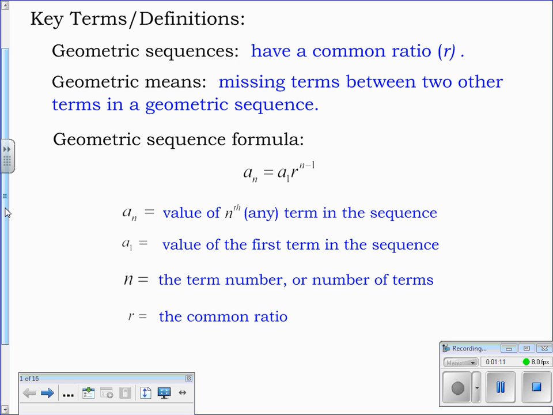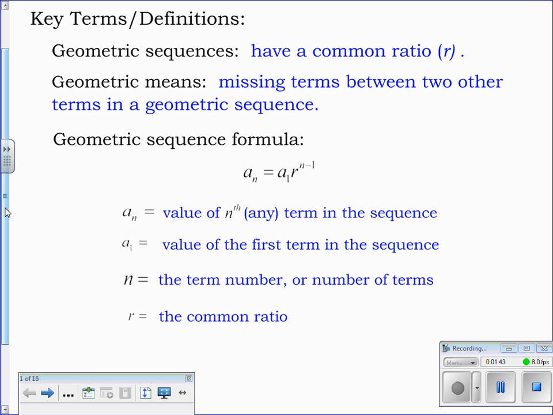a sub n equals a sub 1 r to the n minus 1 power. Okay, we know what a sub n stands for. It's the nth term. a sub 1 is the first term. n is term number. r is our ratio. So this formula, as you can see, is different than the formula we got before. Most of the terms are the same. Difference for arithmetic, ratio for geometric, and rearrange.